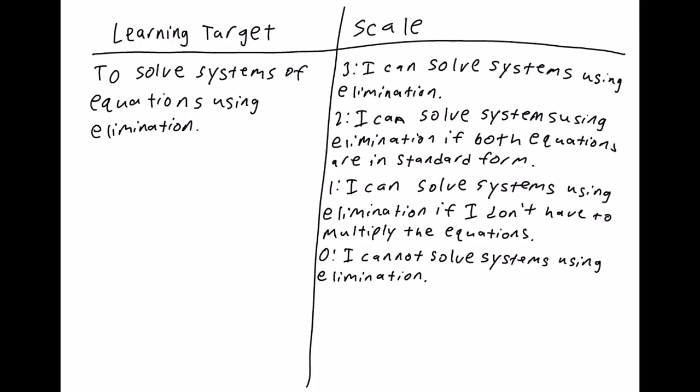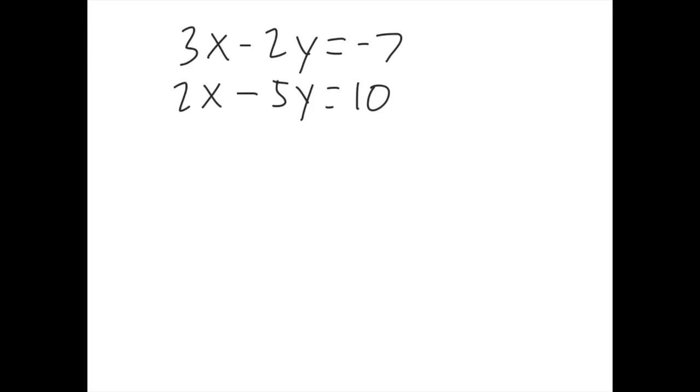Alright, let's get started. Alright, so here's the first problem. It's a system of equations. 3x minus 2y equals negative 7. 2x minus 5y equals 10.